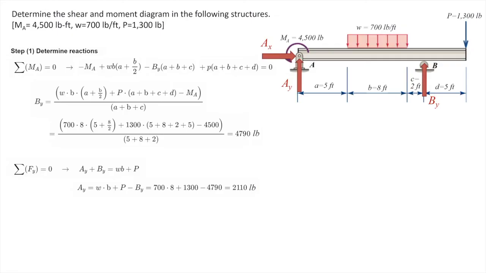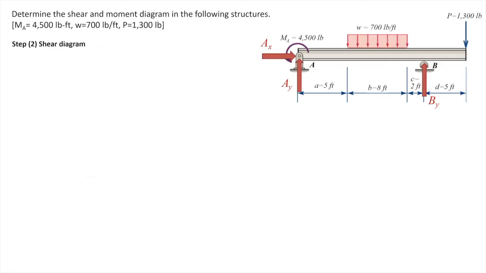After determining the reaction force, it's time to make the shear diagram. Starting from the left side, there is a reaction force with a magnitude of 2,110 pound. In the opposite direction, that means that the initial value of the shear diagram at the left end is 2,110 pound positive. Moving from that point, all the way before getting to the distributed load, the shear diagram remains constant because there is no loading in between. After reaching the distributed load, the shear diagram decreases with a constant slope of W.